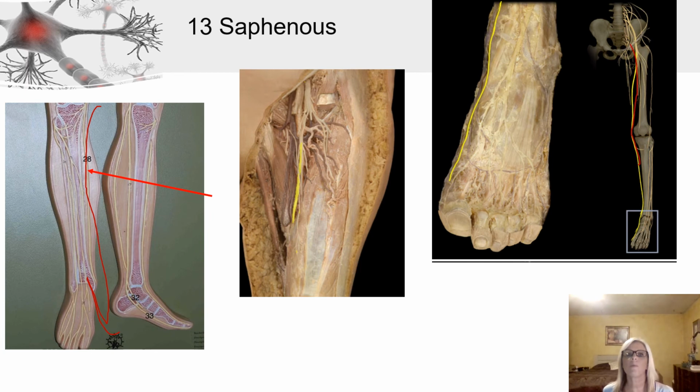This is the terminal sensory branch of the femoral nerve. So up here it's going to be femoral, but as it travels down, the last branch that it makes is the saphenous. And this is going to provide some cutaneous innervation, which, remember, cutaneous is to the skin, for the knee, the leg, and the foot, which makes sense because that's where it passes by.